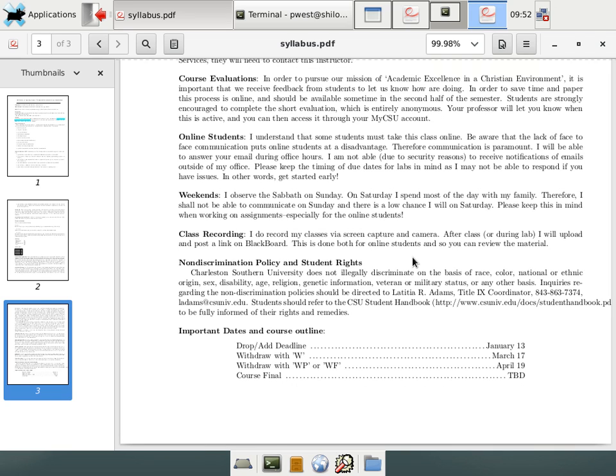And a new policy, I will read this because it's new and they made a huge deal over this during faculty kickoff: non-discrimination policy and students' rights. Charleston University does not illegally discriminate on the basis of race, color, national or ethnic origin, sex, disability, age, religion, genetic information, veteran or military status, or any other basis. Inquiries regarding the non-discrimination policies should be directed to Letitia R. Adams, Title IX coordinator. So we now have an official Title IX coordinator to handle all these cases. You can contact her here. It's on the syllabus.